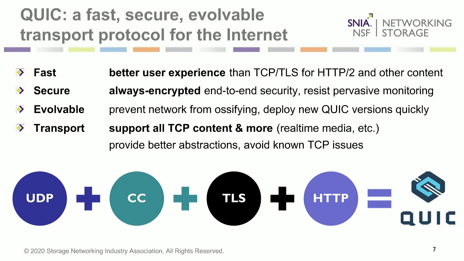So this is the only math I have, these four circles and three pluses. That's QUIC, right? It runs on top of UDP. I'm going to get to why. It has congestion control. That's what the CC stands for. It incorporates TLS for security, and the first workload that we're carrying is HTTP.